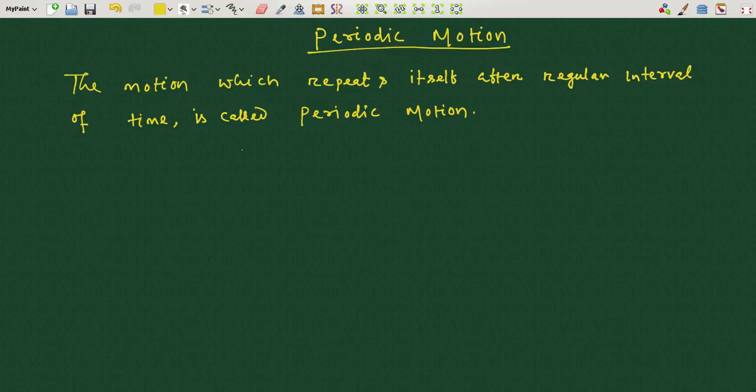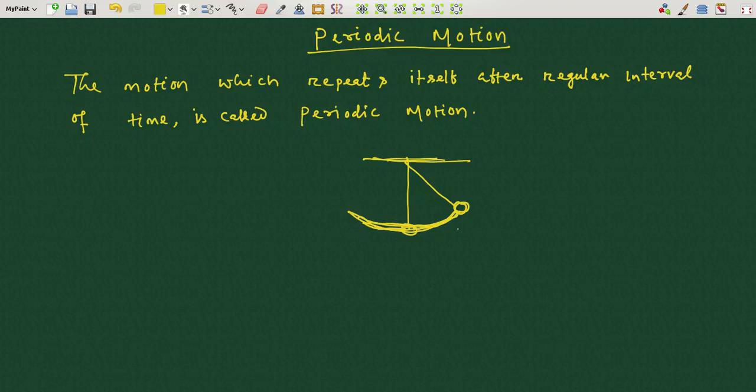Have you seen the pendulum bob? Suppose this is a bob. This is the pendulum bob. Now this pendulum bob is at rest. This is called its equilibrium position or mean position. If you often see, this bob moves like this.